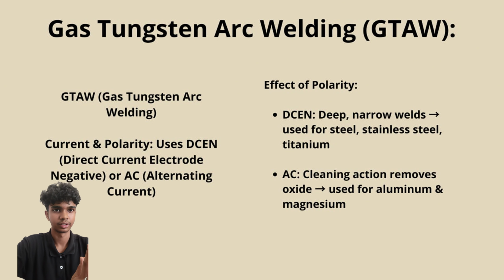As for GTAW, the current and polarity used is direct current electrode negative, called DCEN, also known as straight polarity, or alternating current, AC. The effects of polarity: basically there are two, one is DCEN and one is AC. DCEN concentrates heat on the workpiece, resulting in deep, narrow welds. It is used for welding steel, stainless steel, and titanium.